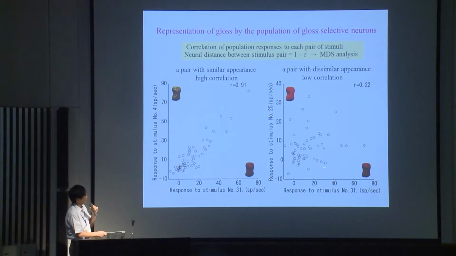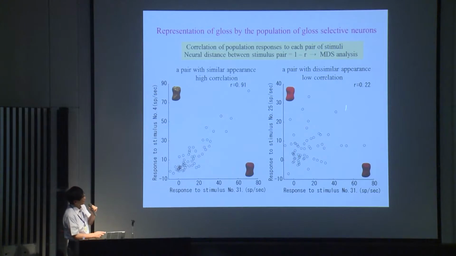So this shows two examples. In this graph, the horizontal axis indicates the response of the population of 57 gloss-selective neurons. Each point indicates one neuron, and to this stimulus. And the vertical axis indicates the response of the same set of neurons to this stimulus. Though these two stimuli have different colors, they have similar gloss appearance. Both are shiny objects with sharp highlights. And the correlation is very high. So this indicates that the population of gloss-selective neurons behaves similarly to this pair of stimuli.